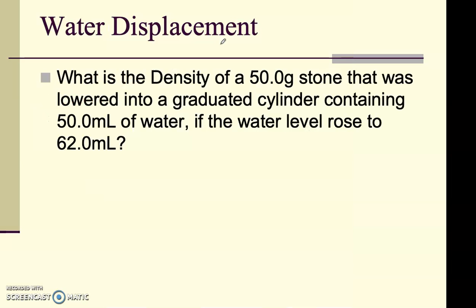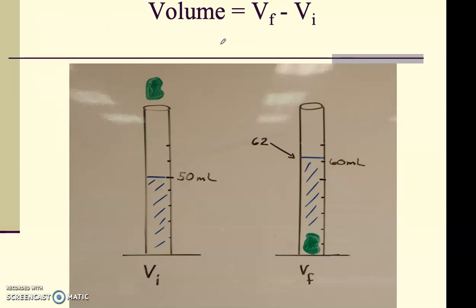Now let's look at another example here. What is the density of a 50-gram stone that was lowered into a graduated cylinder containing 50 mLs of water if the water level rose to 62 mLs? In this case, you have the initial and final volumes. Here's an example I drew on the board. You have your initial, which is 50, and your final, which is 62.